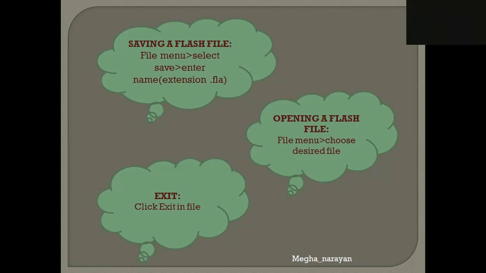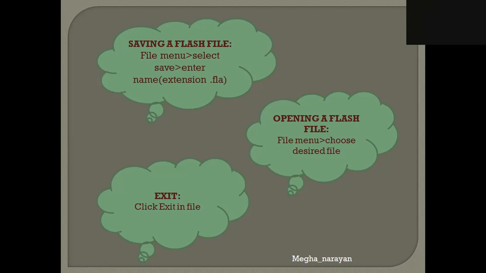How to open a Flash file? Simply go to the File menu and choose Open. Whichever desired file you need, you can click it and you will get the file automatically on the screen. Just like you open all your other documents, you will follow the same pattern for this also.